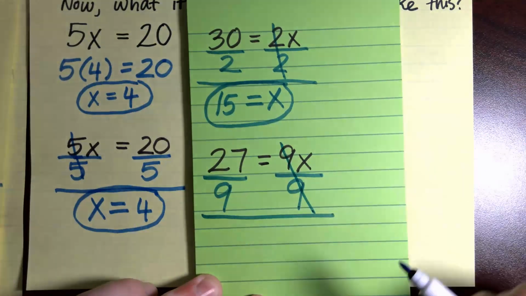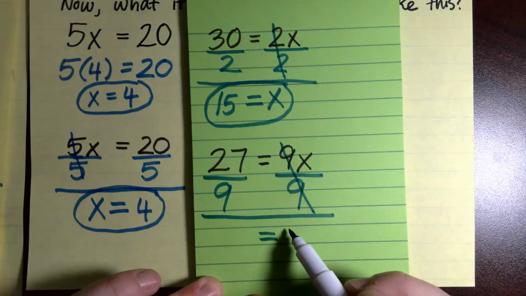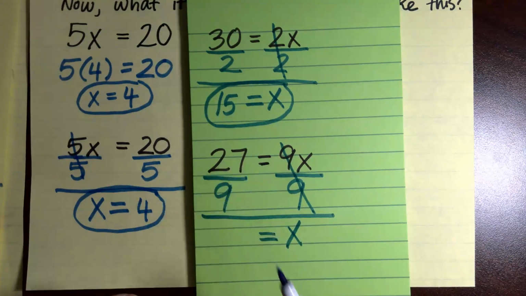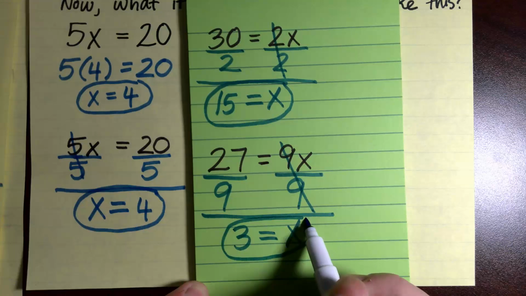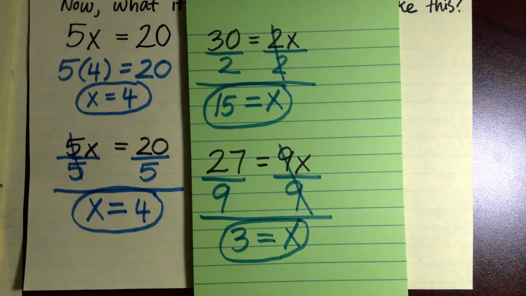Yes, my 9's are going to cancel out. I'm going to bring down my x. And then what is 27 divided by 9? 3. Good. So we know that x is 3 in this case. Okay, how do we feel about that? Pretty good. Good. Awesome. Okay.